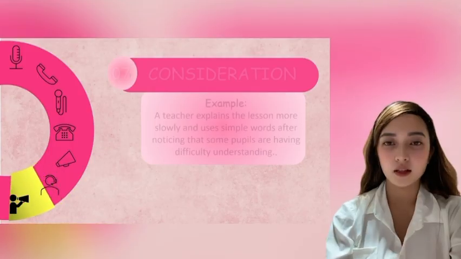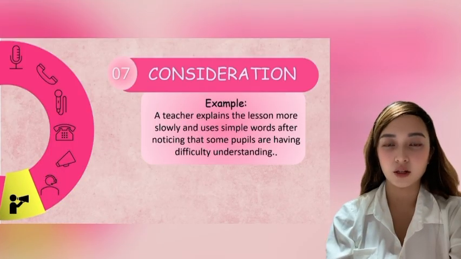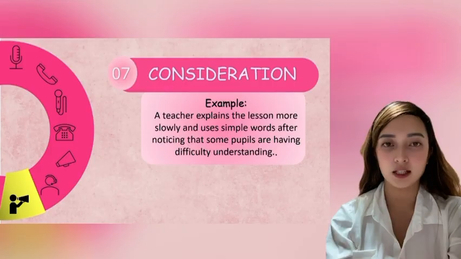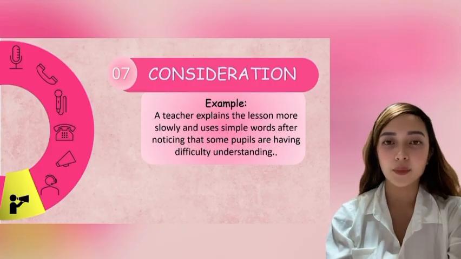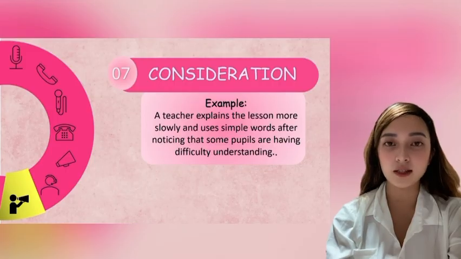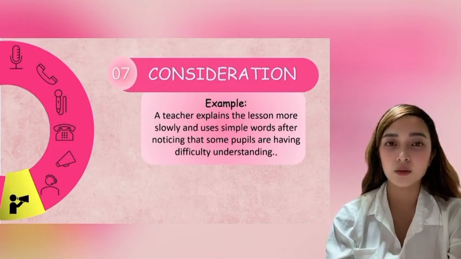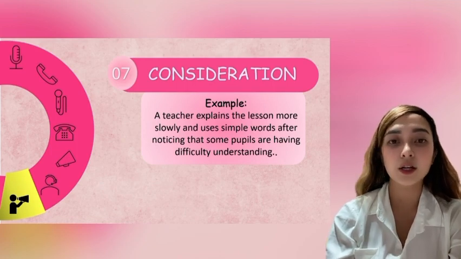The seventh is consideration. When we say consideration, it means thinking about the listener's needs and feelings. So, for example, a teacher explains the lesson more slowly and uses simple words after noticing that some pupils are having difficulty in understanding. So, this shows consideration because the teacher adjusts the lesson based on the learners' needs and feelings.